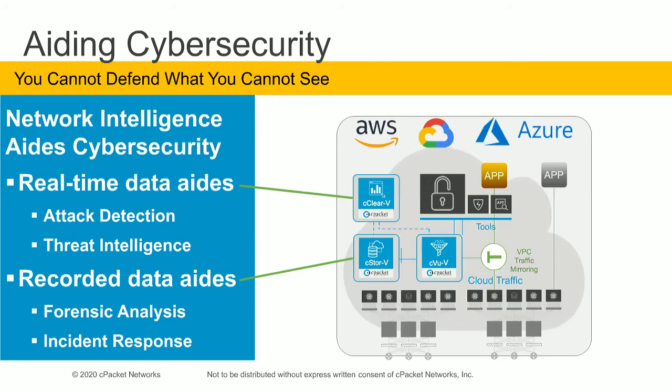The two types of data that we provide are real-time data, and that aids with attack detection and threat intelligence, again, mostly with third-party tools. And as Andy showed us, we have a C-Store solution for storing data, and that's really helpful for after-action forensic analysis and mounting an appropriate incident response so that you have the data there. And by the way, just as an aside, that recorded data is also really helpful for regulatory compliance as well. So that's just a couple of quick comments about how instrumenting a public cloud for troubleshooting also provides value for your cybersecurity defenses.